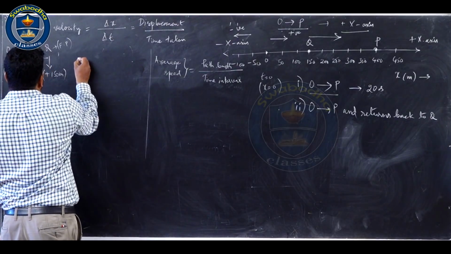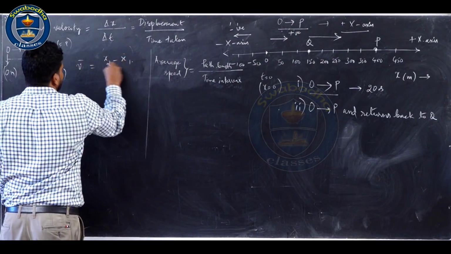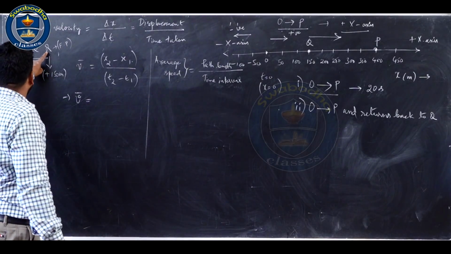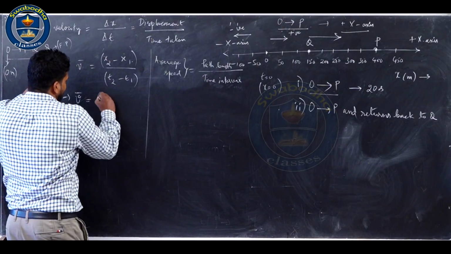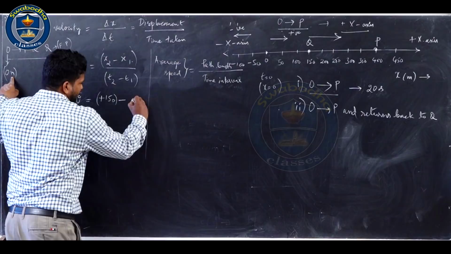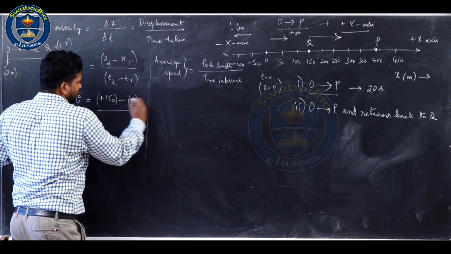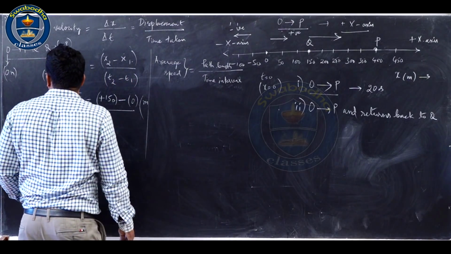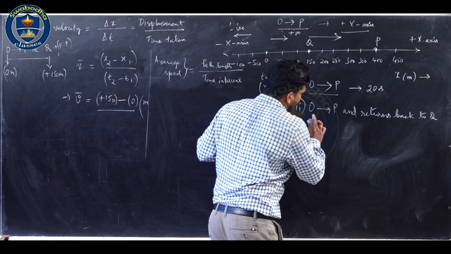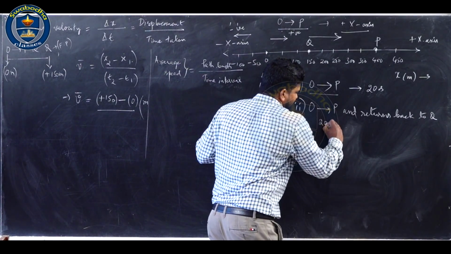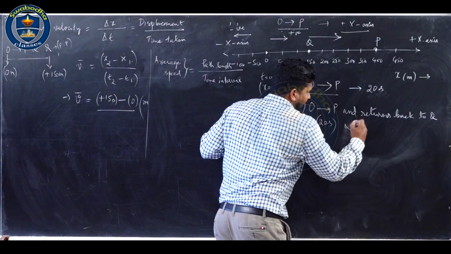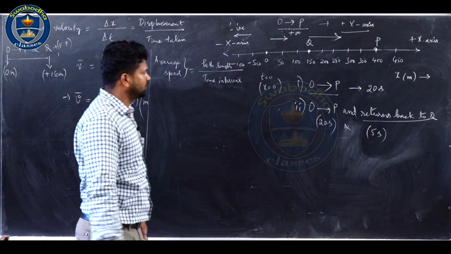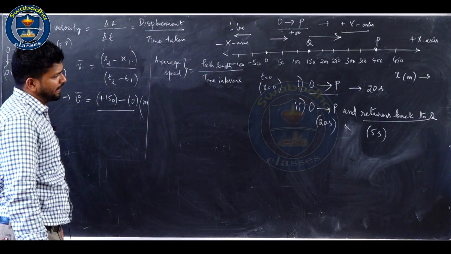Yes. Now I can write average velocity V bar equal to delta x, x2 minus x1 divided by t2 minus t1. Correct. Therefore, V bar equal to, what is x2? x2 is the final position Q, that is plus 150 minus x1. x1 is 0, divided by t2 minus t1, that is the total time. Imagine car takes 20 seconds from O to P, and from P to Q it takes, imagine, 5 seconds.